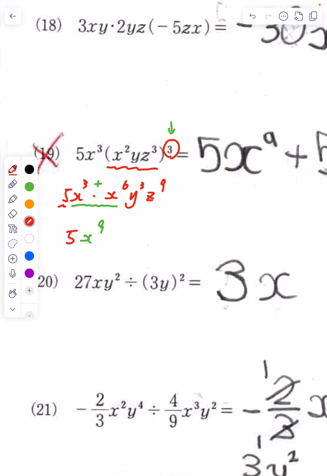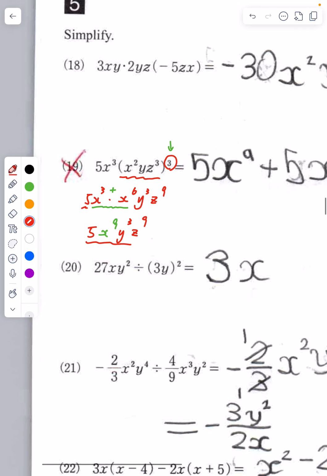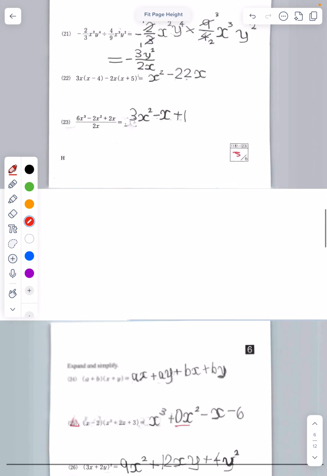And then you have y to the power of 3, z to the power of 9. So that's your final answer: 5 times x to the power of 9, y to the power of 3, z to the power of 9. Okay? All right, let's move on.